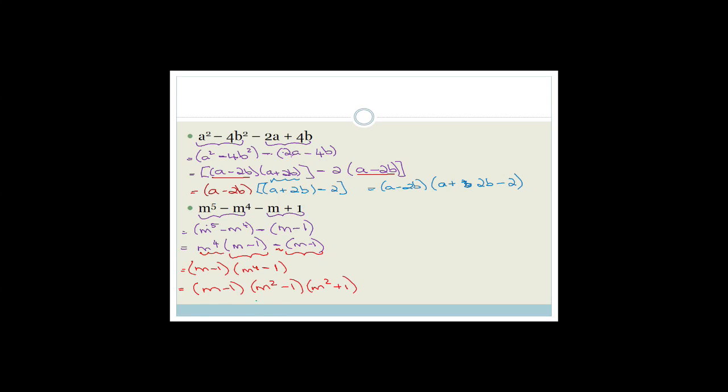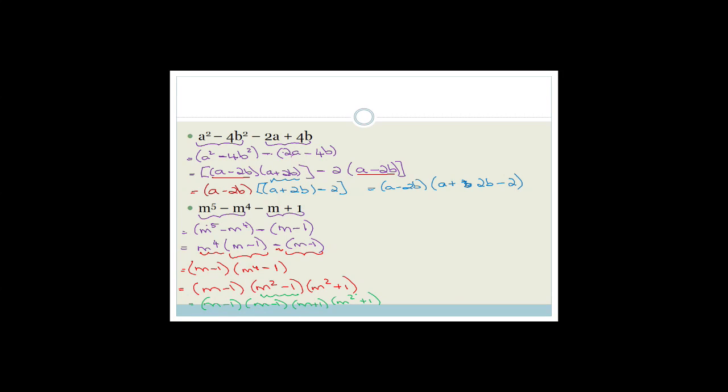Okay, are we finished now? We've got m minus 1, which we can't factorize any further. We've got m squared plus 1, which we can't factorize any further. But what about m squared minus 1? Well, that is again the difference between two squares. m squared is a perfect square and 1 is a perfect square. So you're left with m minus 1, m minus 1, m plus 1. This we can't do anything to because there's a plus there, so it becomes m squared plus 1.